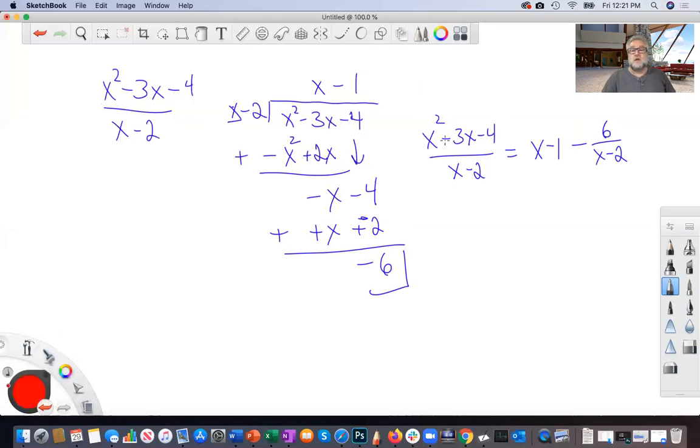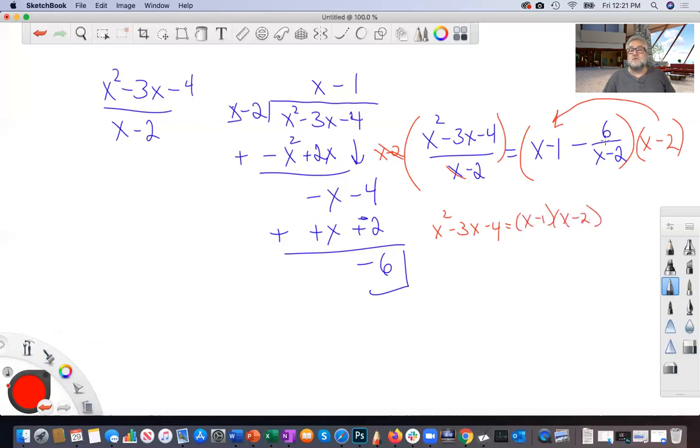Now, if I want to have some extra fun like I did before, I'm going to multiply by x minus 2 to get rid of that denominator so I can represent it in a different way. Okay? And here they're going to cancel and we're just going to get x squared minus 3x minus 4. Over here I'm going to distribute. So this will be x minus 1 times x minus 2. And when I multiply here, they'll cancel and I'll get minus 6. So here's another way to represent the result of this equation.